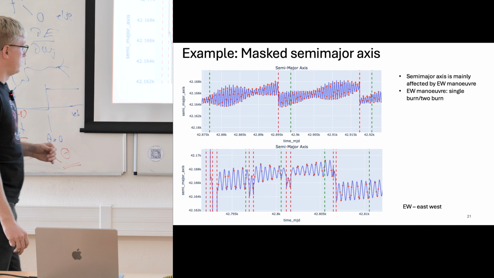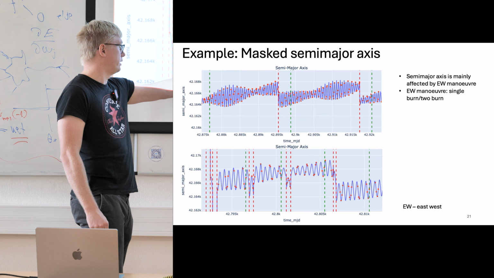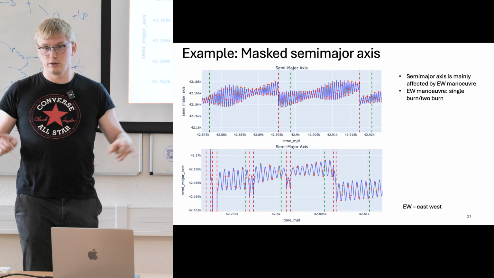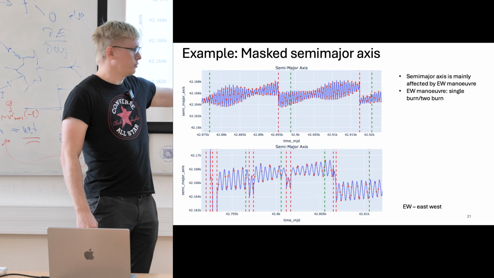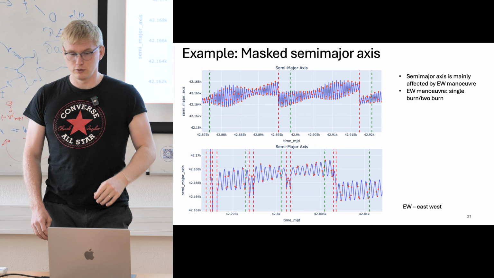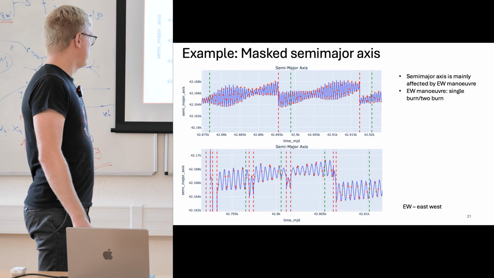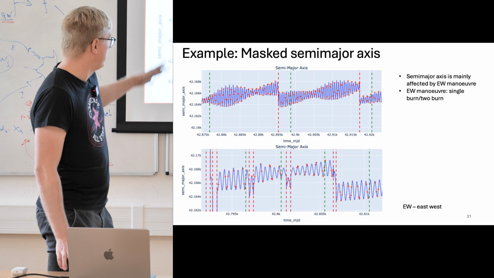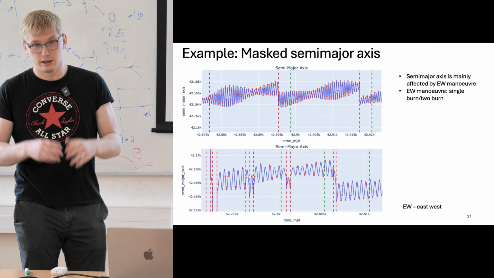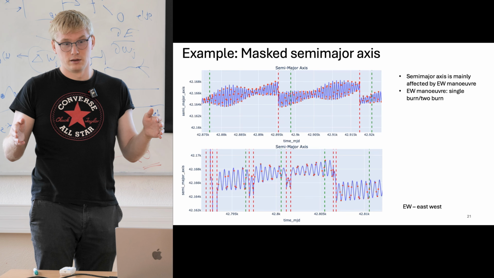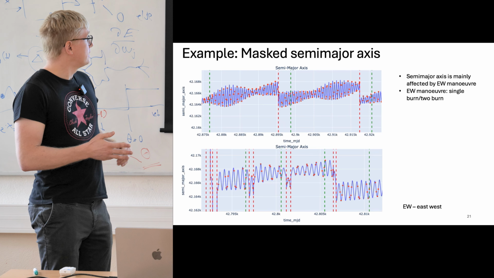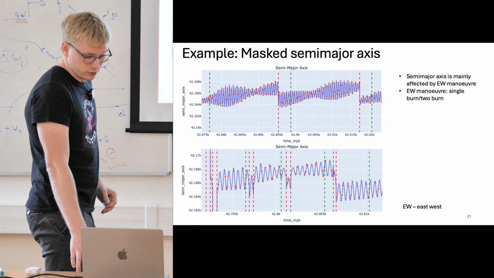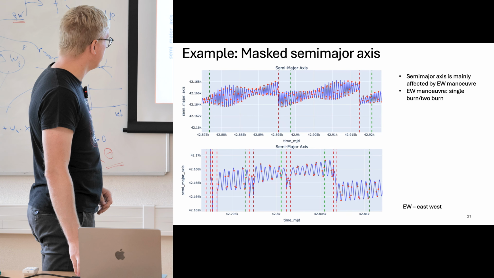Here the case is a bit more tricky. Here we simulated a dual burn, while there is only a single burn in the east-west maneuver. Here we are simulating a dual burn, which is better if you want to correct for eccentricity, but it is a bit more tricky to detect. And this looks like the time series is periodic. It is not easy to detect maneuvers, especially if you use the aggressive masking.